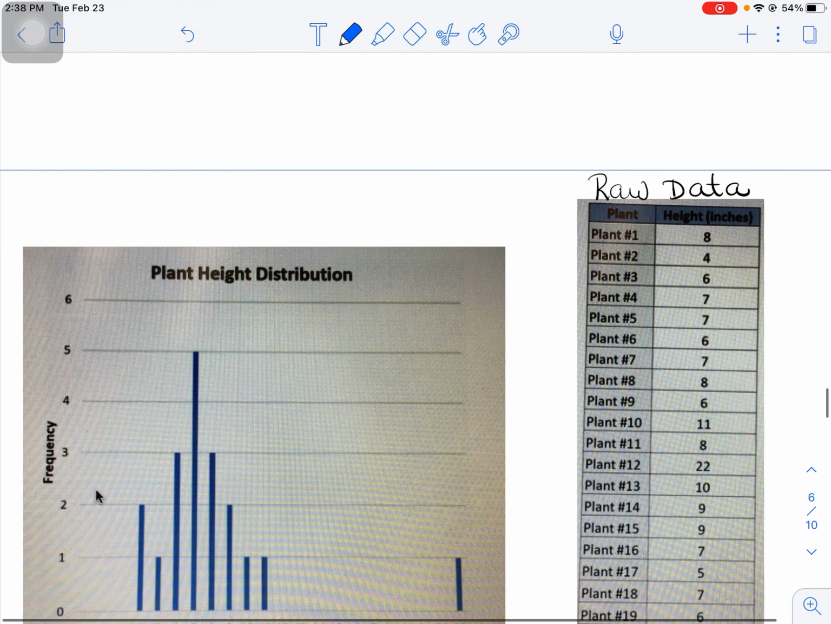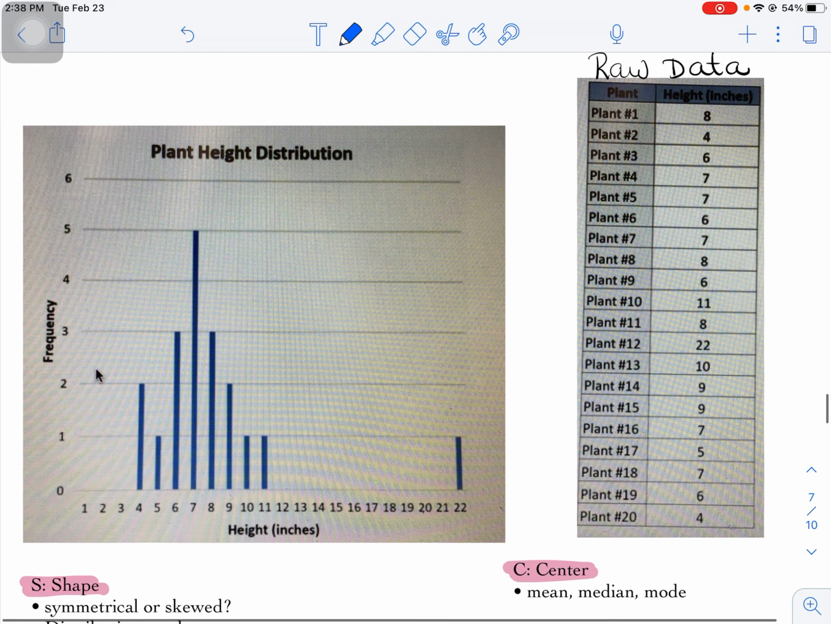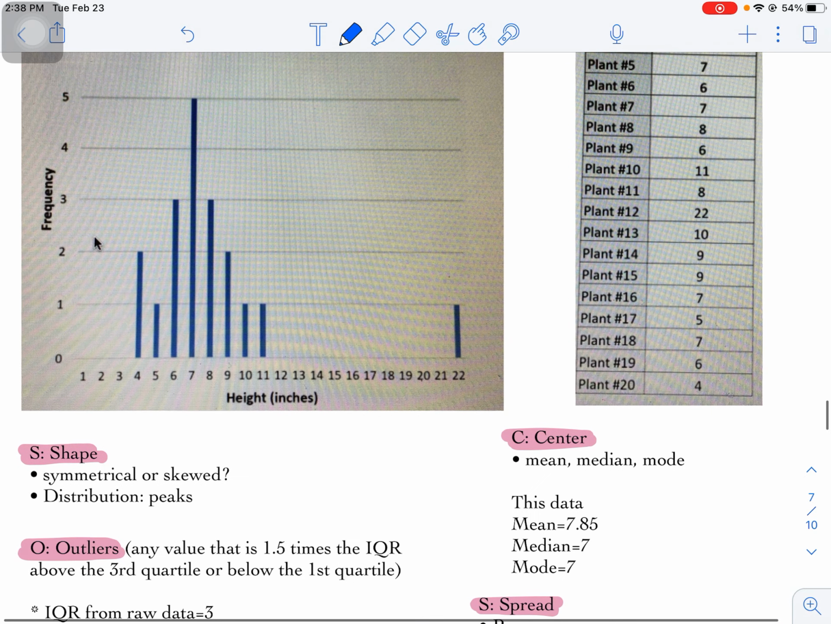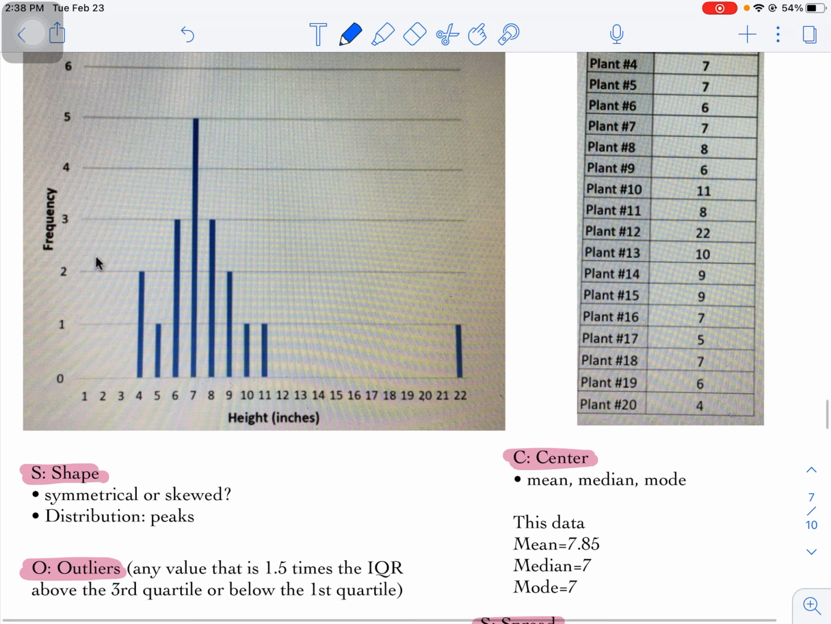Here's an example that I pulled. This is some raw data. These are plants, and they're using this as population data because it was the whole population of their farm. They then made a histogram of plant heights, how they were growing. So we're going to dissect this data. The first thing we're going to look at is the shape.